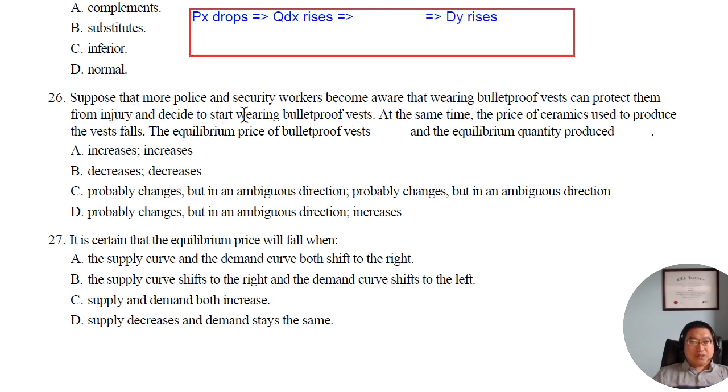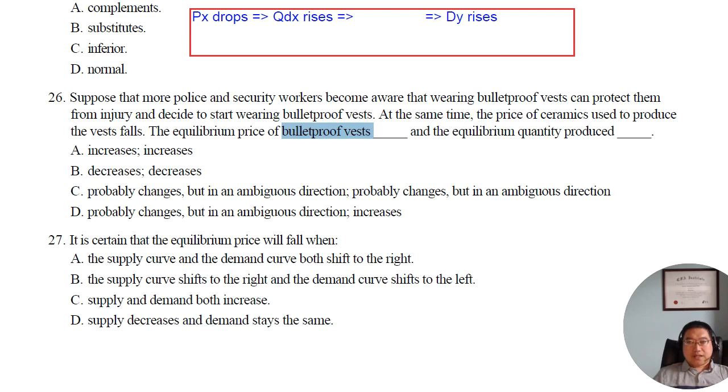Let's look at question 26. Suppose that more police and security workers become aware that wearing bulletproof vests can protect them from injury and decide to start wearing bulletproof vests. At the same time, the price of ceramics used to produce the vests falls. So what's going to happen to the equilibrium price for bulletproof vests? Basically there's a market. We are interested in knowing where the equilibrium price and the equilibrium quantity will go given these changes.